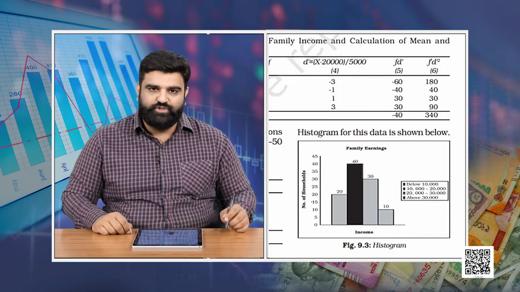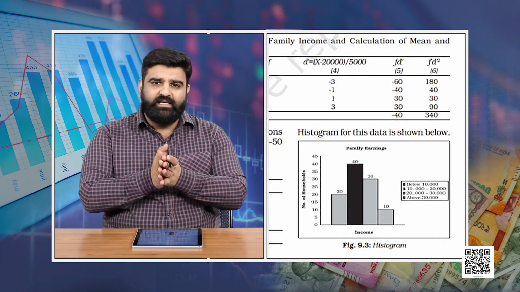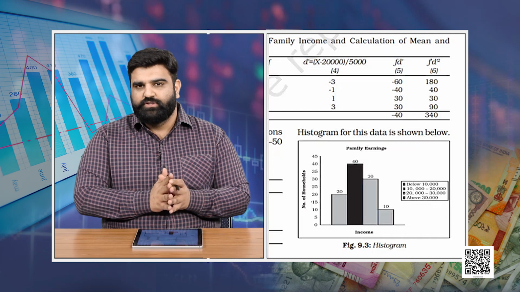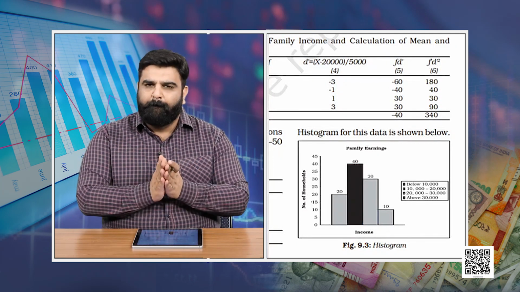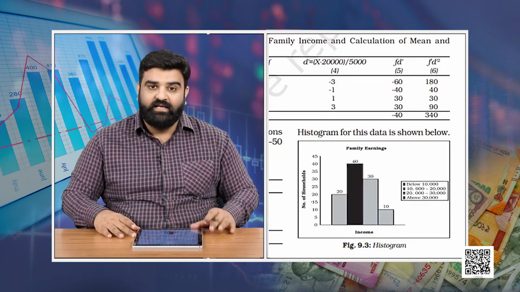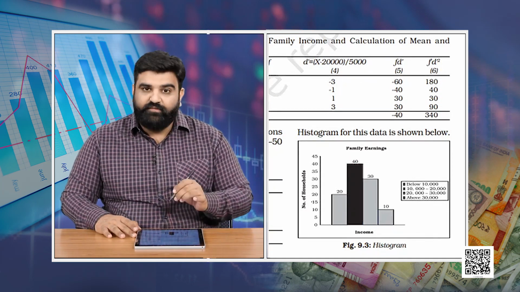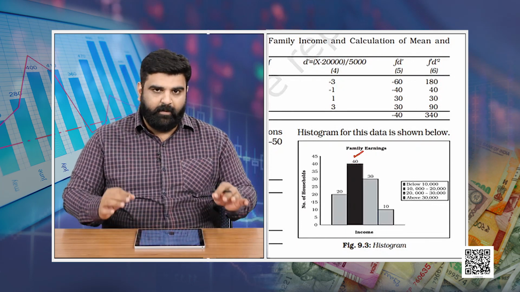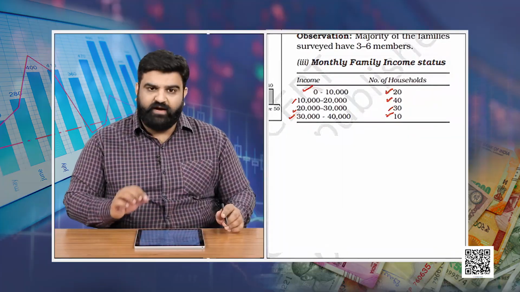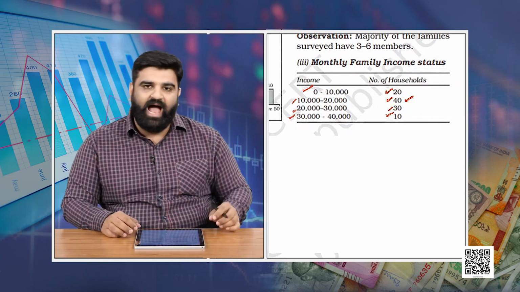So, let us move ahead and show this information according to a histogram. So, we have this histogram. Histograms are basically bar diagrams but without any gap. These are 2-dimensional diagrams because the length and the width both matter. In this histogram, we find that the tallest bar, which has 40 families being surveyed, belongs to the 10,000 to 20,000 monthly income group. We can find this information from this table as well.